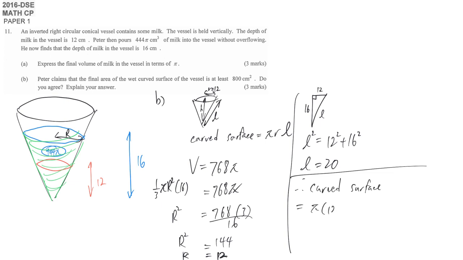Pi times R is 12 times L is 20. And then they say we need to compare with 800, so we have to use our calculator to get the exact value. Then we get 753.98 something cm square, which is smaller than 800. And then they say at least 800, but the outcome is less than 800, so we do not agree with the statement.